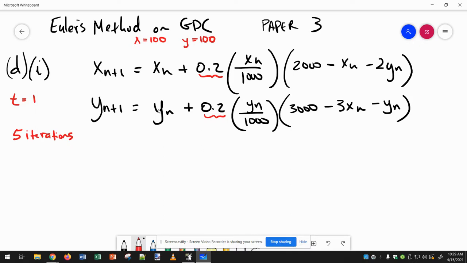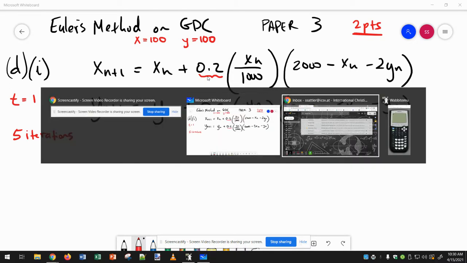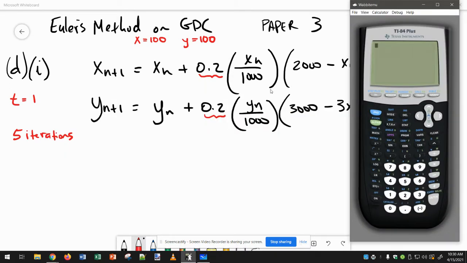And doing this by hand is really tedious. This part's only worth like 2 points, basically for the answers. We're essentially finding, what's x going to be after 5 iterations? What's y going to be after 5 iterations of this recursive sequence? So on the GDC, mine's a little bit different than the new ones, but some of you have these old ones, so this will work for you. And I'll show you the difference.